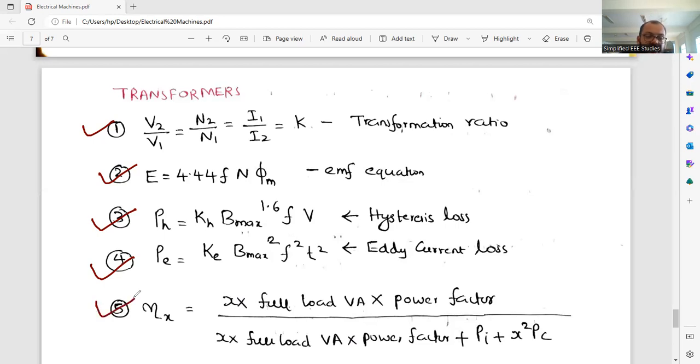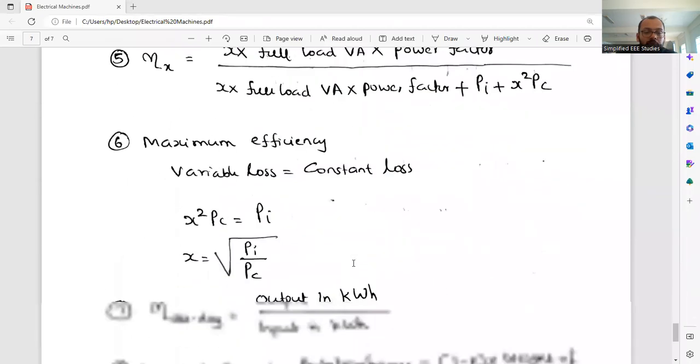Similarly, efficiency at a given load can be computed using the formula X into full load VA into power factor, divided by X into full load VA into power factor plus PI plus X square into PC. Here you can give the loading, for example 10%, 20%. Depending on the loading, you can give the value and calculate the efficiency. You may get these kinds of questions in the form of problems.